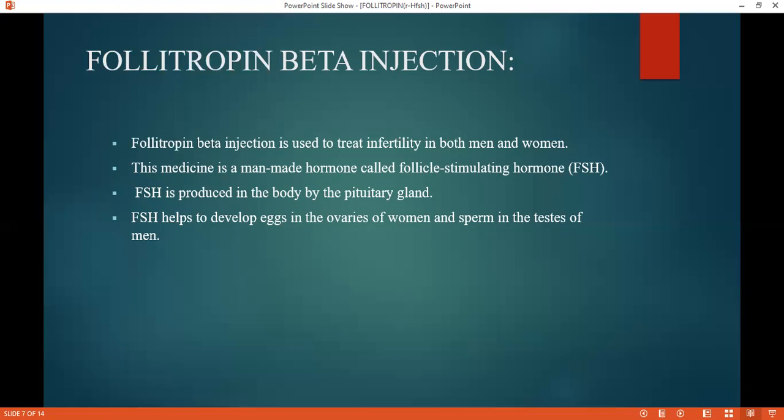This medicine is a man-made hormone called follicle stimulating hormone. FSH is produced in the body by the pituitary gland. FSH helps to develop eggs in the ovaries of women and sperm in the testes of men.